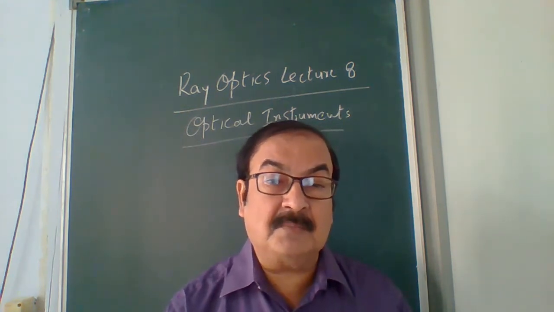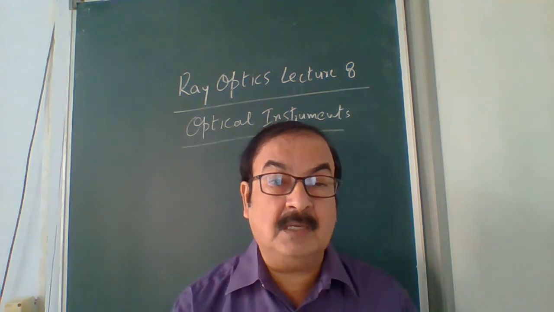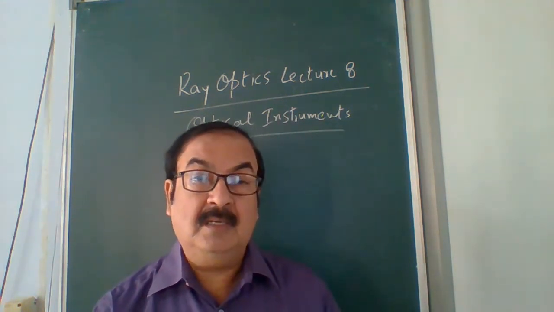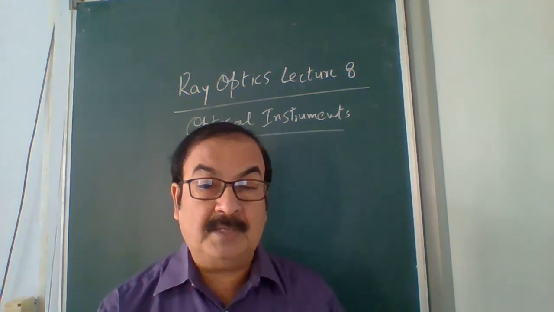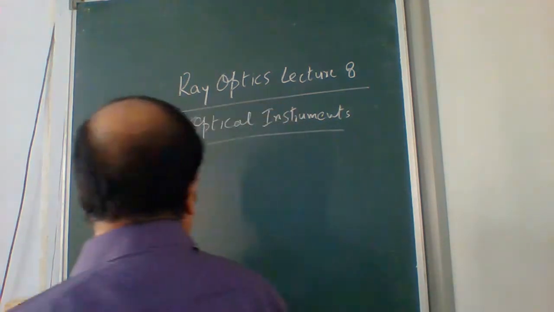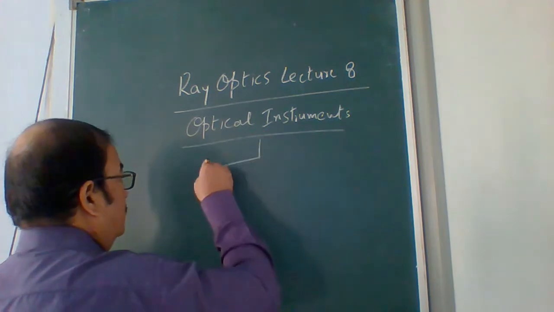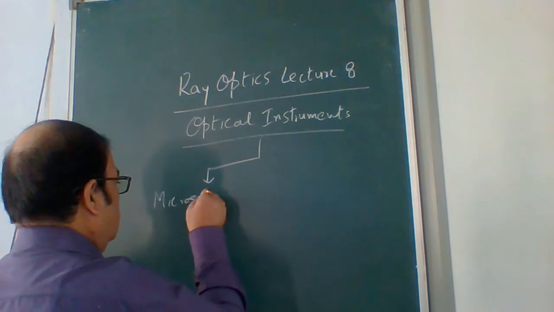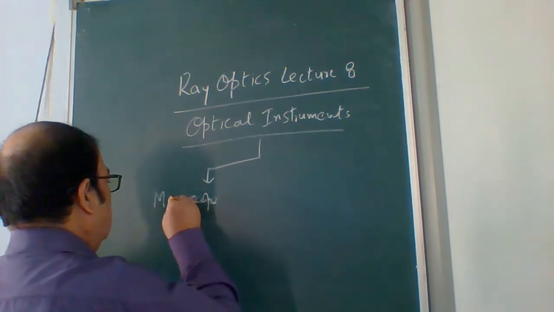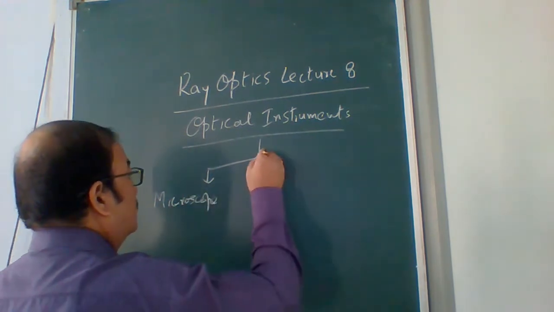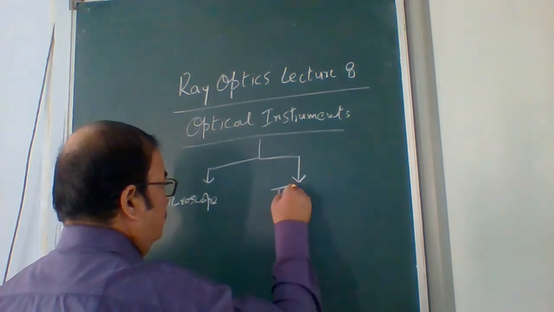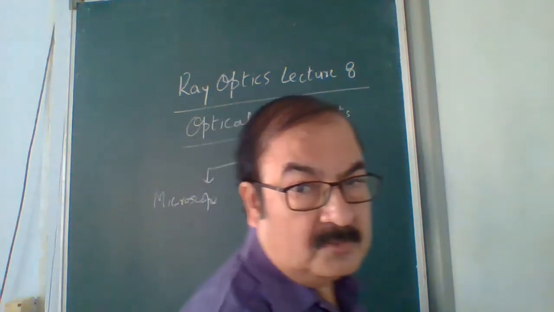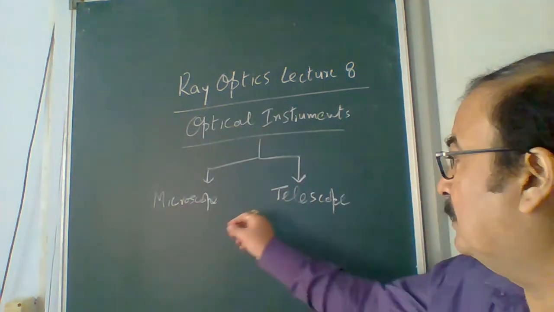But basically, what we have to discuss in the CBSE syllabus, there are only two types of optical instruments that we have to take this year. They are microscope and telescope. Two types of instruments are there. One is microscope, the other is telescope.